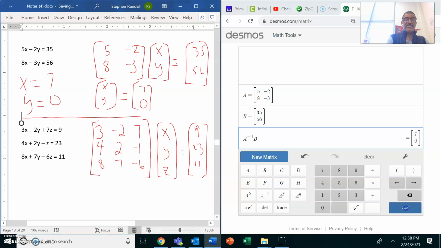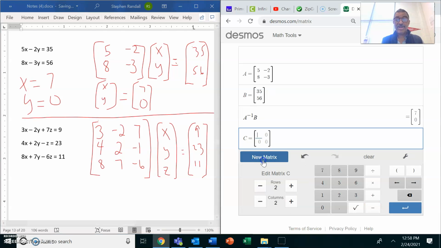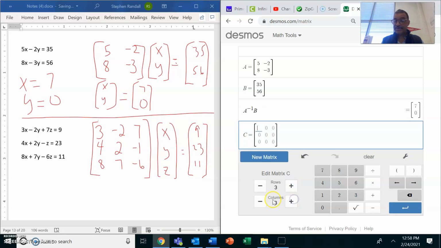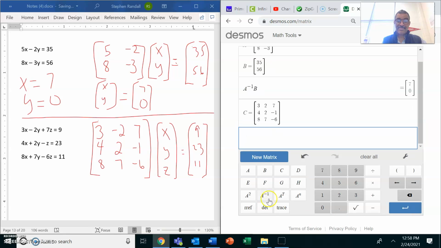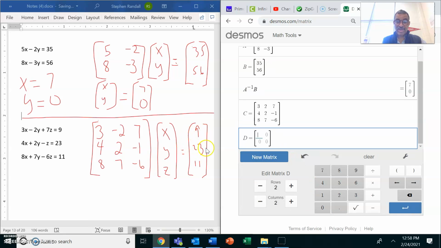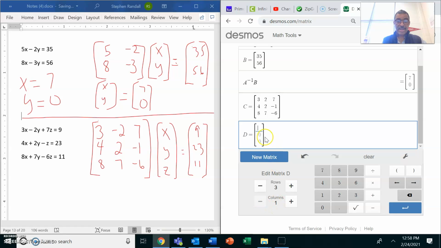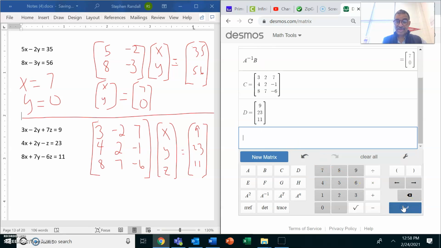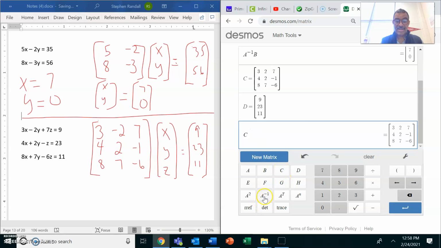If I'm doing the 3 by 3 matrix, I'm doing it the same way. I set up a new matrix with the coefficients. It's 3 by 3: 3, -2, 7, 4, 2, -1, 8, 7, -6. My second matrix is my answers. This is 3 rows by 1 column. And so that's going to be 9, 23, and 11. Enter. And to solve it, I am going to do the inverse of the first, so that's matrix C, the inverse of matrix C multiplied by B.